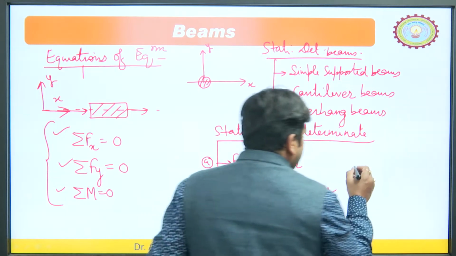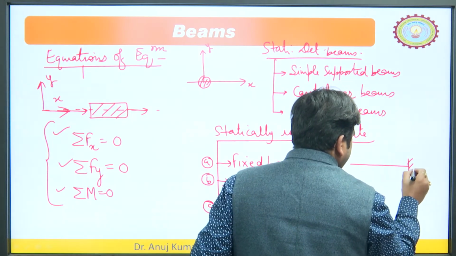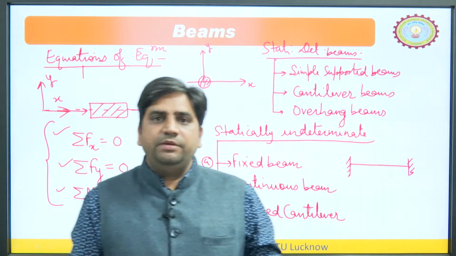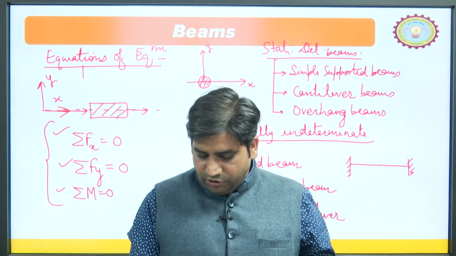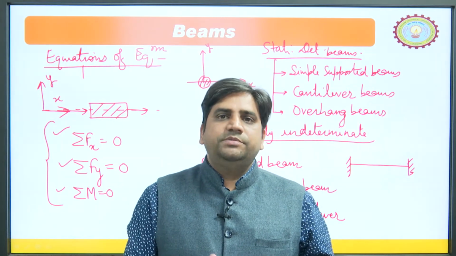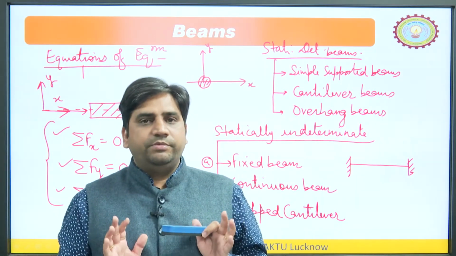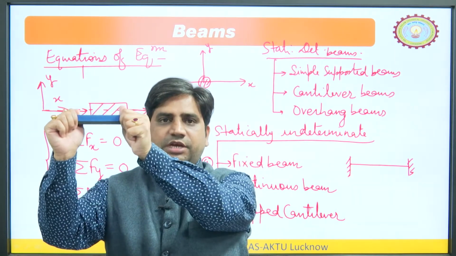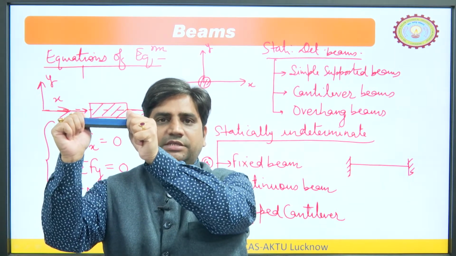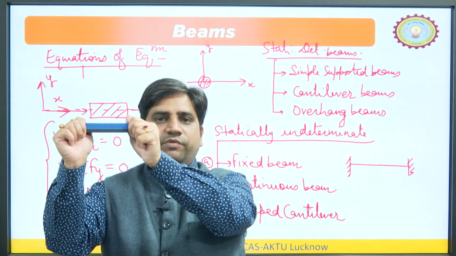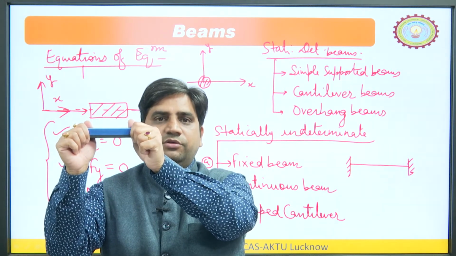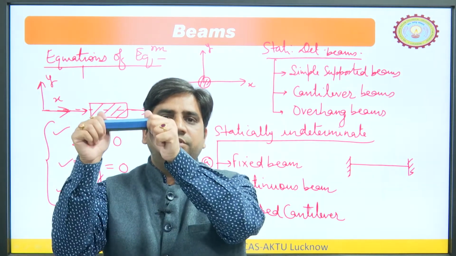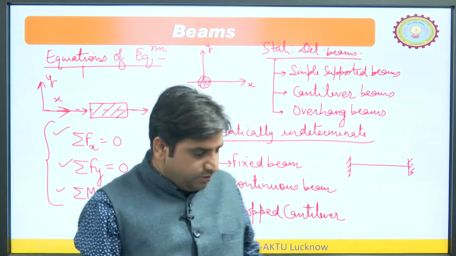So, a fixed beam is generally represented by this diagram. Just like in building construction, the horizontal members which you see, all these beams are statically indeterminate beams, because they are fixed at one end and fixed at the other end. This type of beam has 6 unknown variables if it is fixed. We cannot solve these 6 unknown variables using these 3 equations of equilibrium. So, this is the fixed beam which cannot be solved by this.